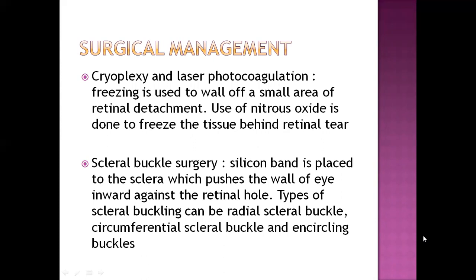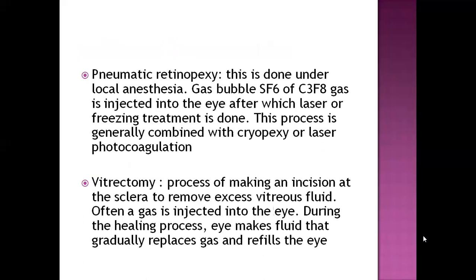Next is scleral buckle surgery. A buckle is a man-made cavity. In this process, a silicon band is placed on the sclera to push the wall of the eye against the retinal wall. Pushing the wall of the eye against the retinal wall will provide support to the retina. Scleral buckles can be done radially, circumferentially, and encirclingly.